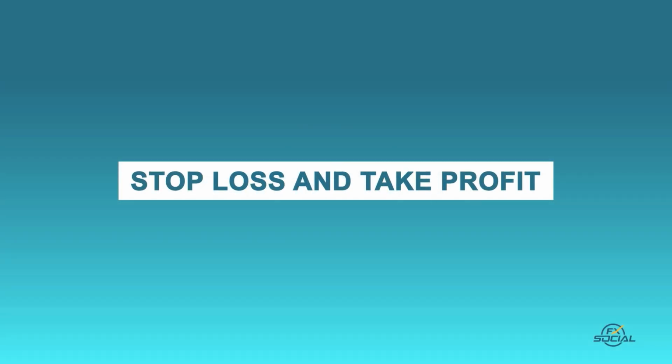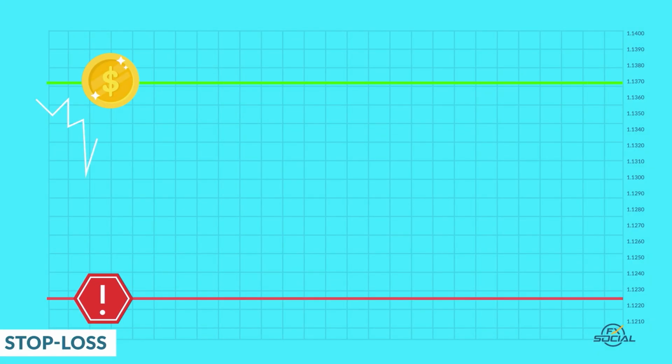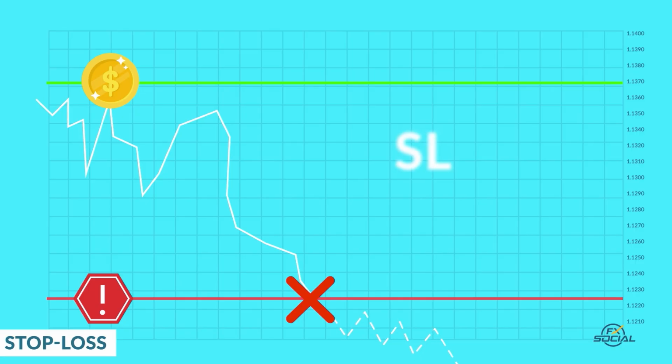Stop loss and take profit. A stop loss is a predefined level on the price chart that closes a losing position, even if the trader is not with their device. It ensures minimum losses and closes a position. It's abbreviated as SL.